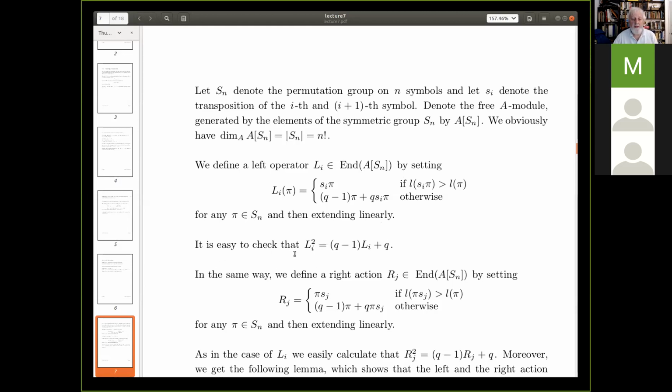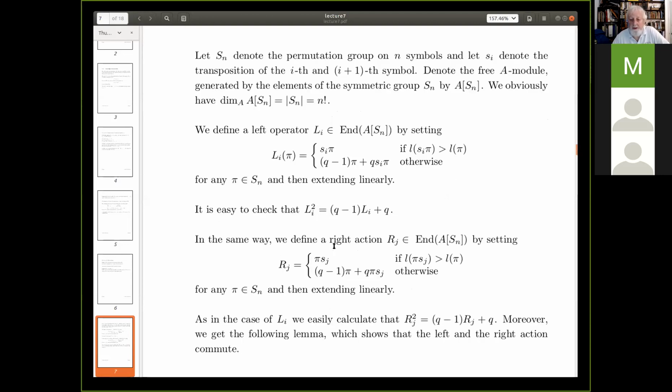It's easy to check. Always be alert when you see words like "it is easy to check." But I think in this case, it really is easy to check that Li squared is (q minus 1) Li plus q. For instance, if you multiply by Si and the length increases, in other words, there's no cancellation, the next time you multiply by Si, it decreases in multiplication. And so you get this, and then this comes out quite easily. I have looked at it. Okay.